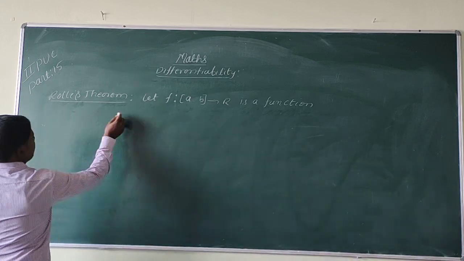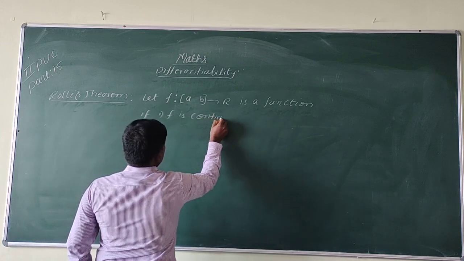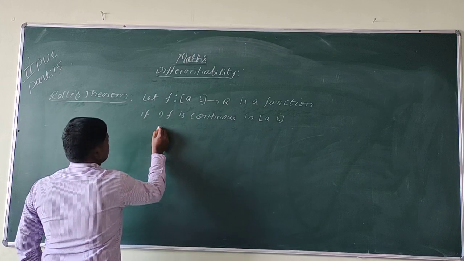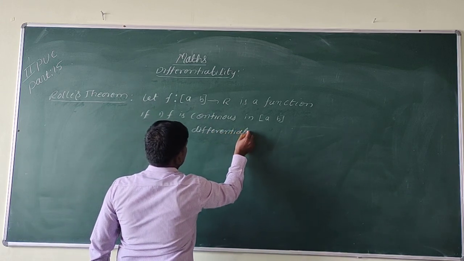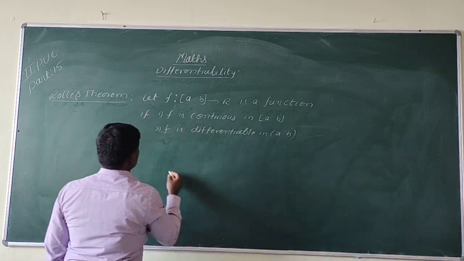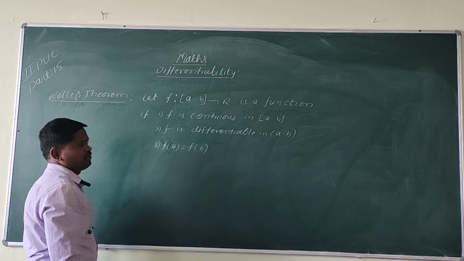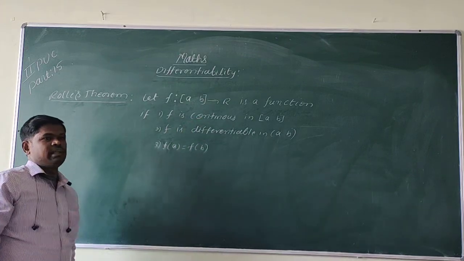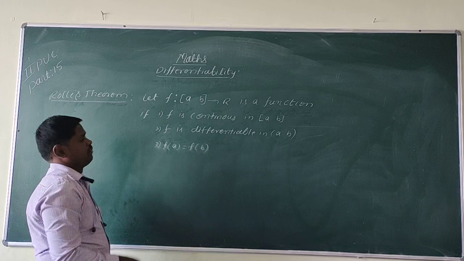If the function f satisfies the following conditions: first, f is continuous in the closed interval [a, b]; second, f is differentiable in the open interval (a, b); third, f(a) is equal to f(b).